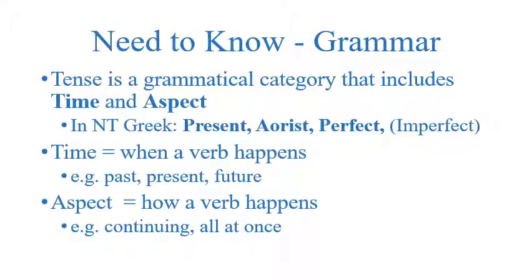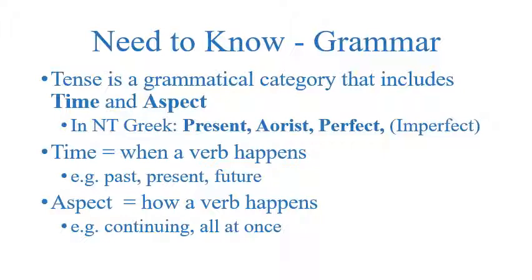The first is tense, and most of you should be familiar with how we talk about tense, but I want to point out that here we're using it in a bit more of a specific way than we do in, say, English grammar. Here we're talking about tense as a grammatical category that includes time and aspect.